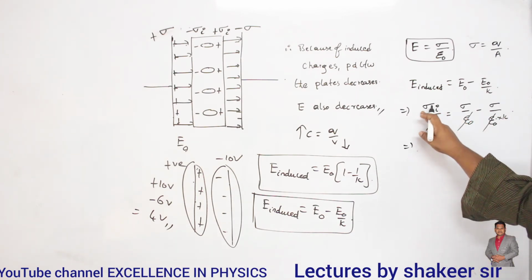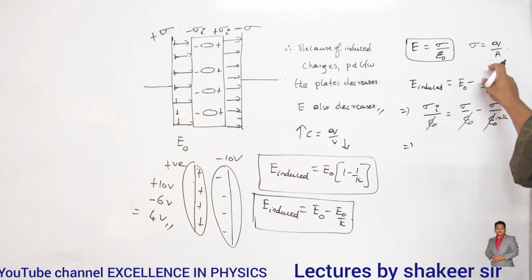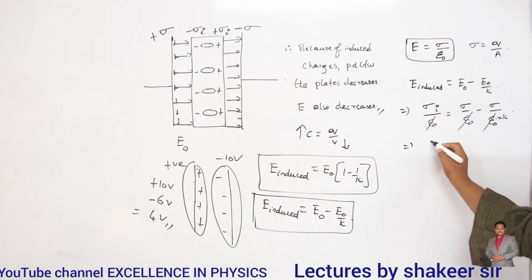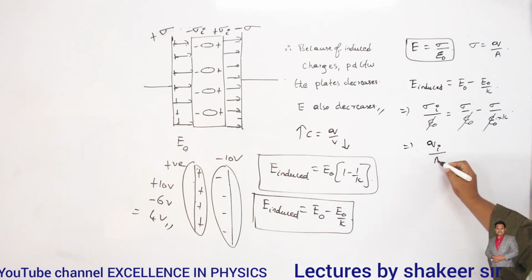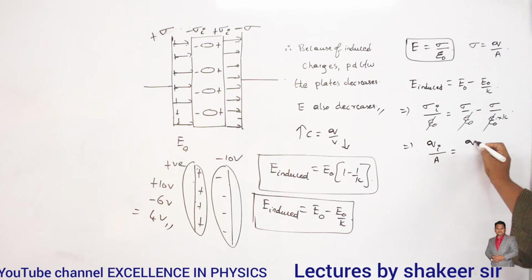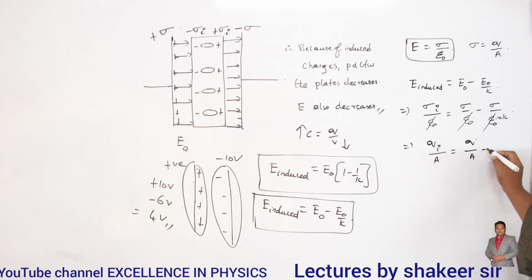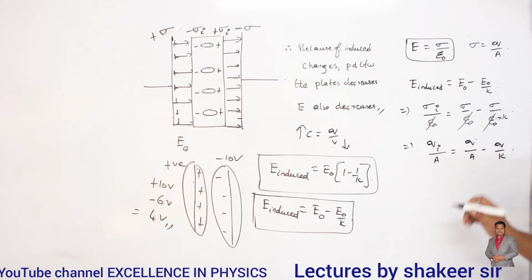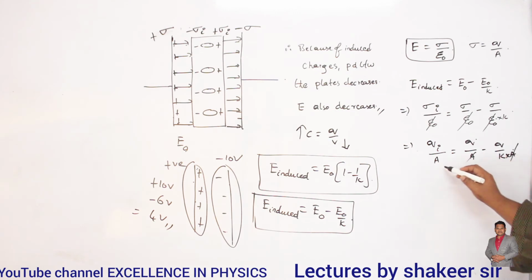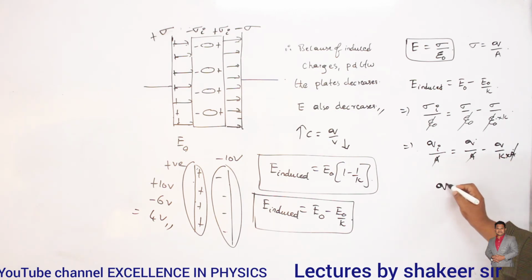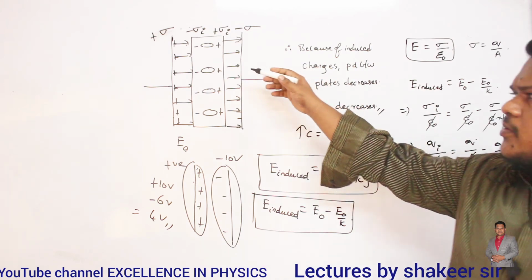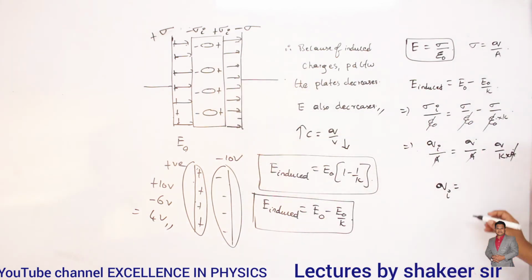Then again, what is meant by sigma? Sigma is equal to charge per unit area. So this is what kind of charge? Induced charge. So Q induced divided by area, and Q is the total charge present on the plates of the capacitor. So Q divided by A minus Q divided by A into K. Again A gets cancelled. So what is the charge induced on the sides of this insulator? Q induced is equal to Q, taking common, 1 minus 1 by K.